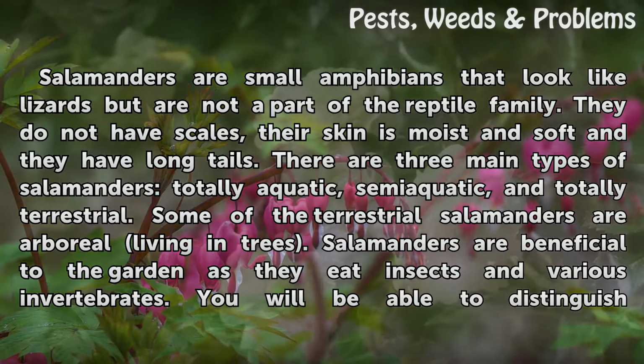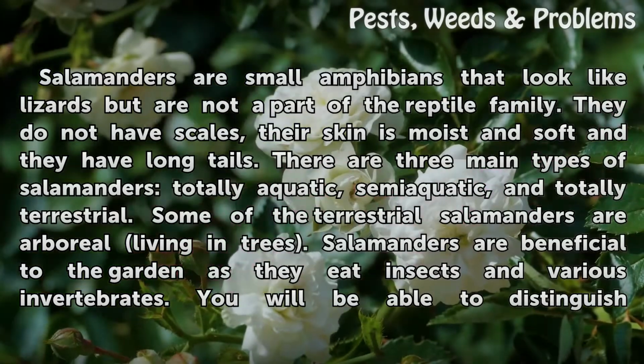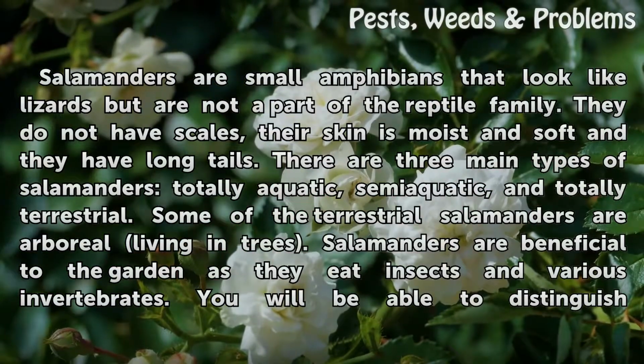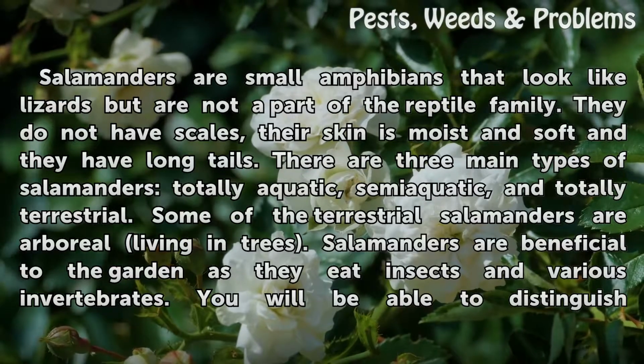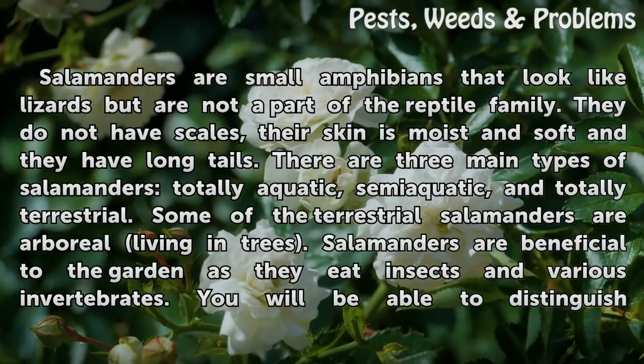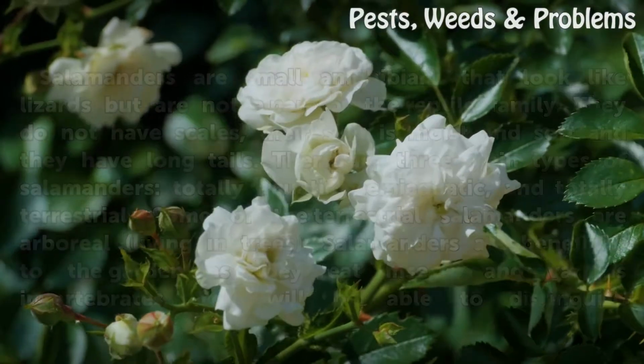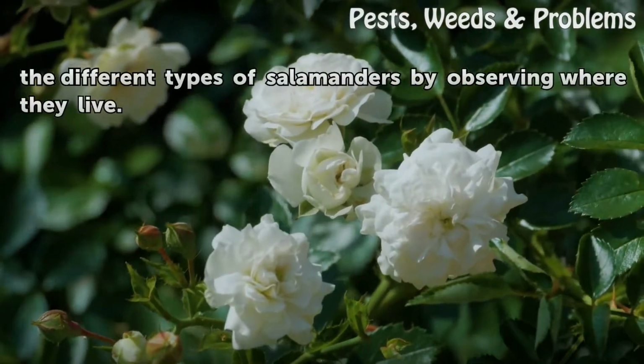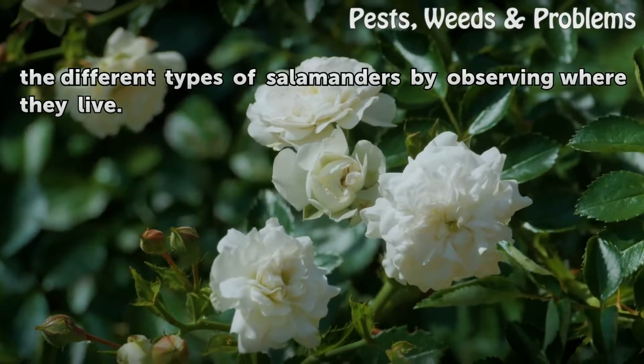There are three main types of salamanders: totally aquatic, semiaquatic, and totally terrestrial. Some of the terrestrial salamanders are arboreal, living in trees. Salamanders are beneficial to the garden as they eat insects and various invertebrates. You will be able to distinguish the different types of salamanders by observing where they live.